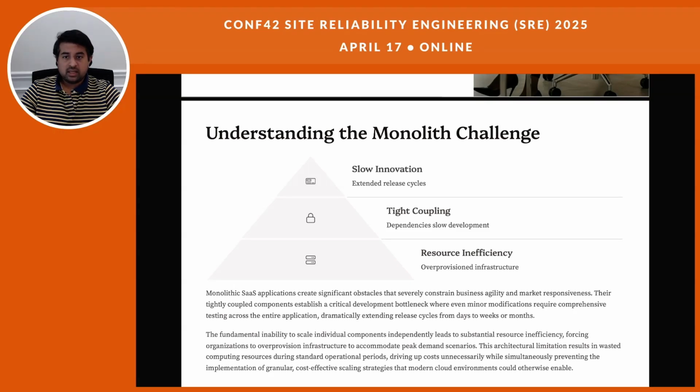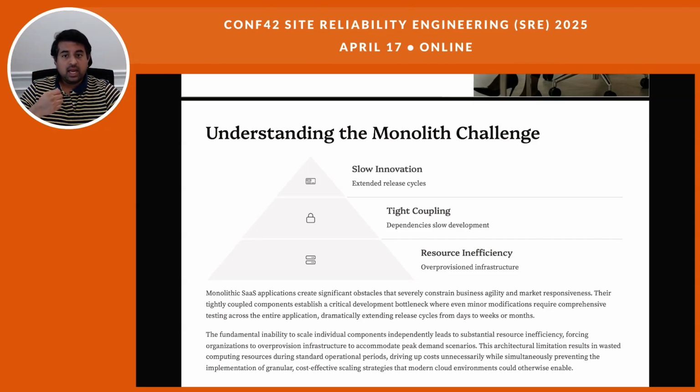Furthermore, regression testing for a single feature change in a monolithic application can consume up to 40% of development time, diverting resources from innovation. The fundamental inability to scale independent components leads to substantial resource inefficiency, forcing organizations to over-provision infrastructure to accommodate peak demand scenarios.